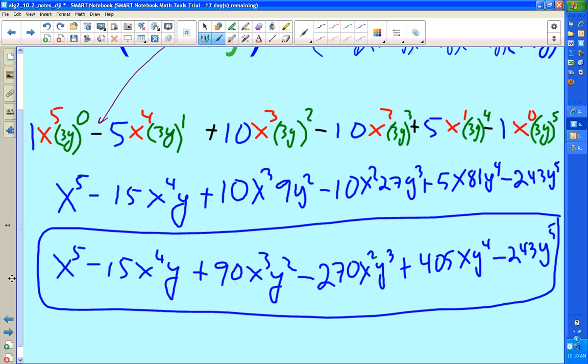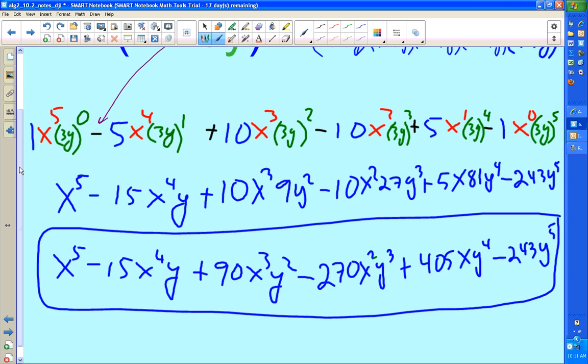Is everybody good on how to expand the binomials? Is everyone clear on where we got the coefficients, where we got the reds and the greens, the reds and the greens and the coefficients in blue? Anybody not clear?